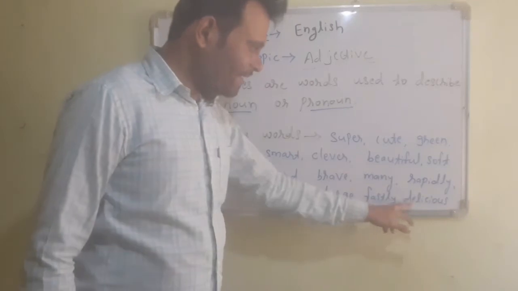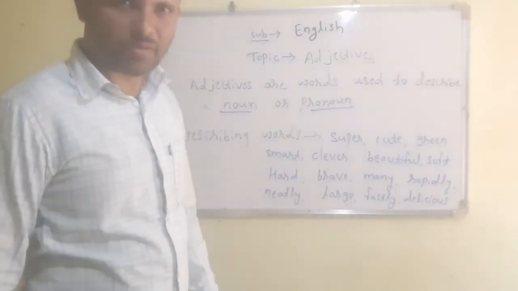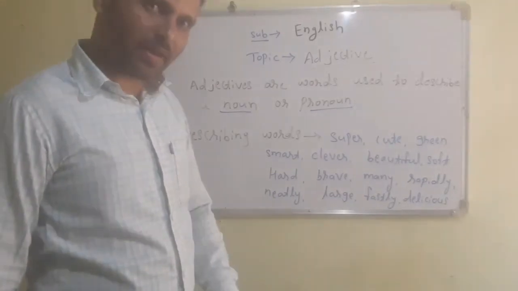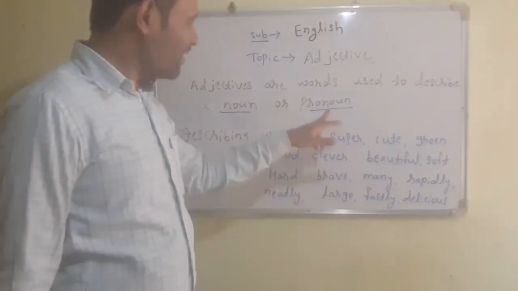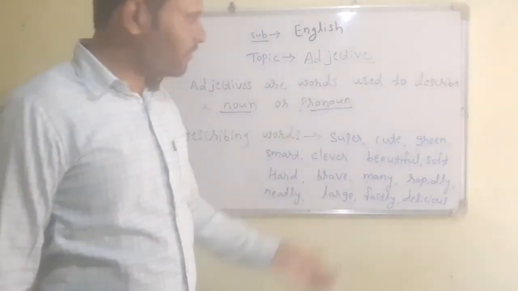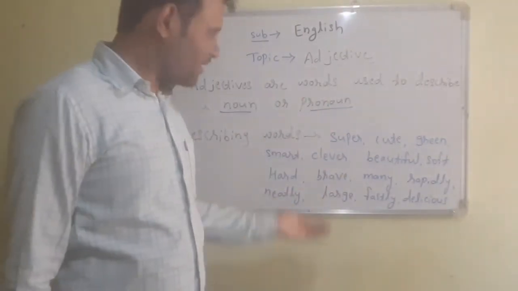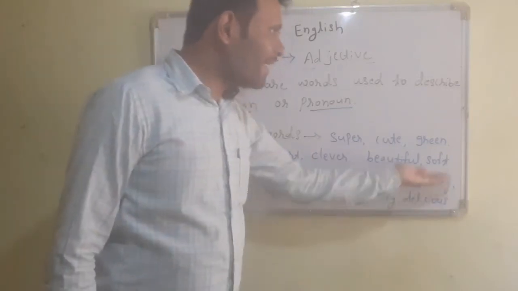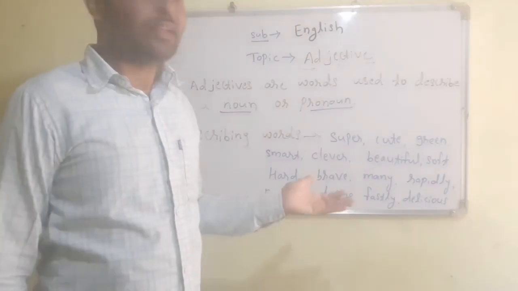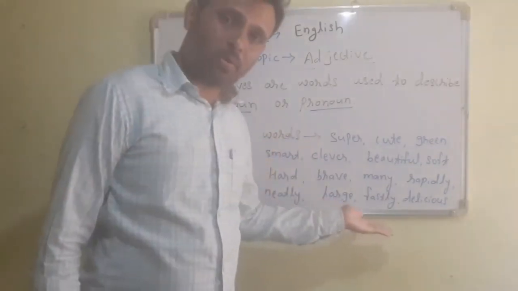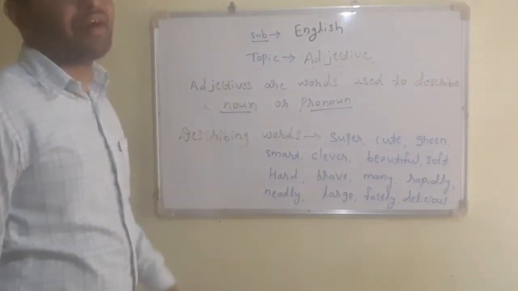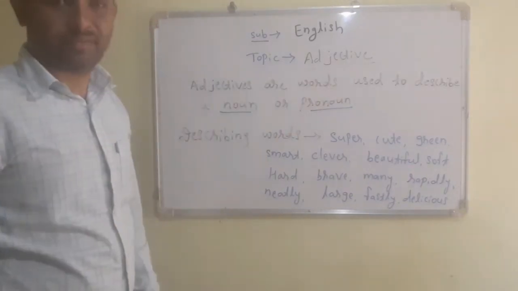Then fastly, delicious. Your mother cooked today. She prepared delicious food. Here you are describing food. Mother is a noun; whatever we use in place of a noun, we call a pronoun. These all describe a noun or pronoun. With the help of an example in a sentence, we have to identify adjectives.